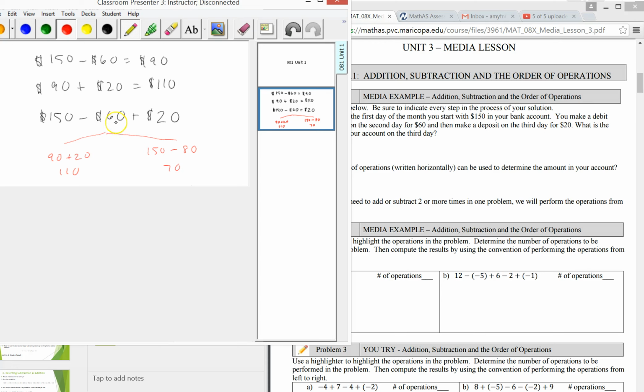Also, you can draw their attention to this one and say, well, what did this do? If we added the 60 and the 20 first, we ended up subtracting 80, but that $20 was a deposit, so we actually subtracted a number we were supposed to add. So that's why there's a difference of 40, because we not only didn't add the 20, we subtracted it.